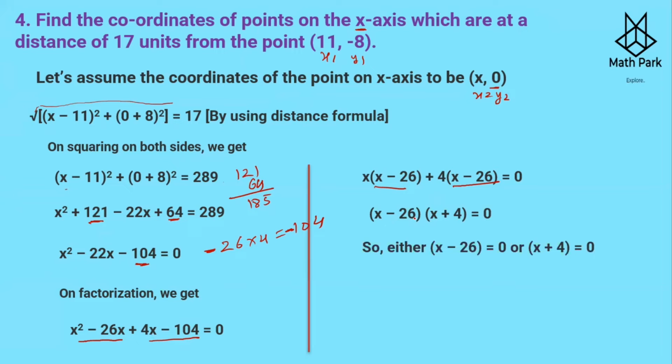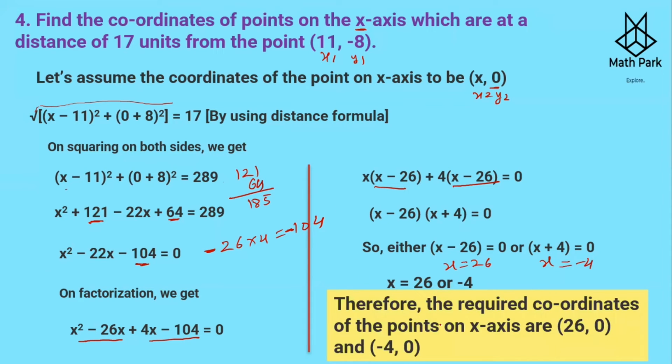If x − 26 is equal to 0, you get x is equal to 26. If x + 4 is equal to 0, x is equal to −4. So the values of x are either 26 or −4. The question asks to find the coordinates of the point on the x-axis which are at a distance of 17 units, so we get two such values. Putting the value of x as 26 or −4 in (x, 0), which we assumed, 26, 0 or −4, 0 are the required coordinates of the points on the x-axis.